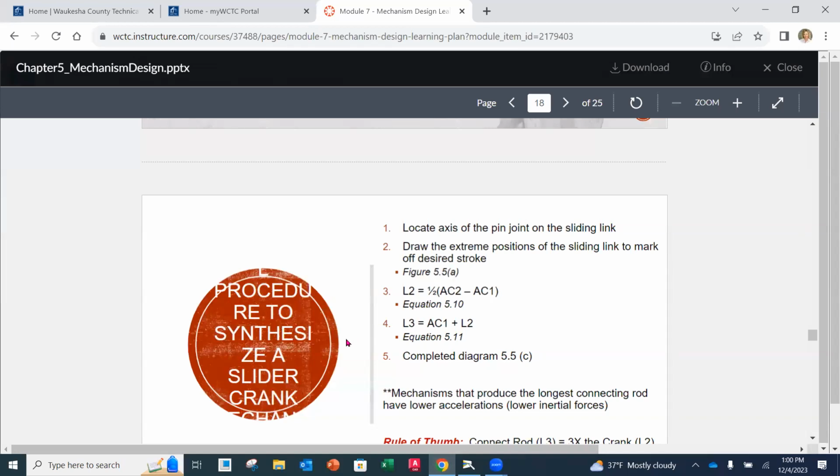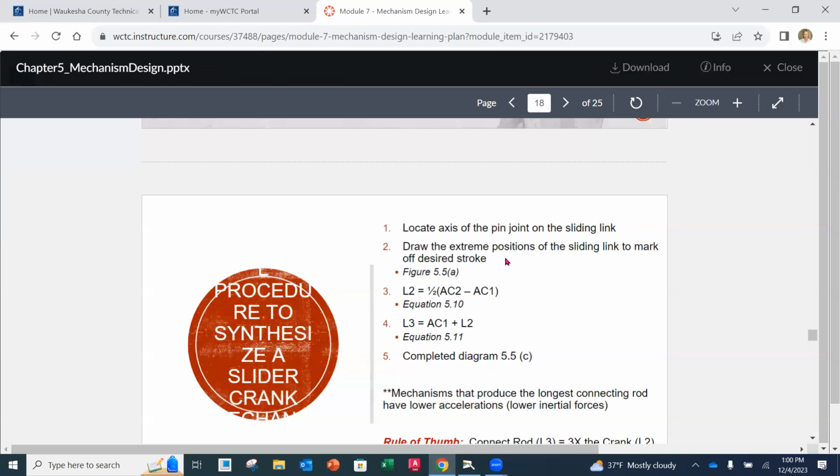Now, the procedure for designing a slider crank mechanism. This procedure is really the same whether it's an inline or an offset. It's just that we don't worry about offset if we're inline. So you're going to locate the axis of the pin joint on the slider. Then you're going to draw the extreme positions of the sliding link to mark off the desired stroke. Again, if this is offset, you then include that offset distance. If this is an inline, then it's going to be in line with that center of rotation.